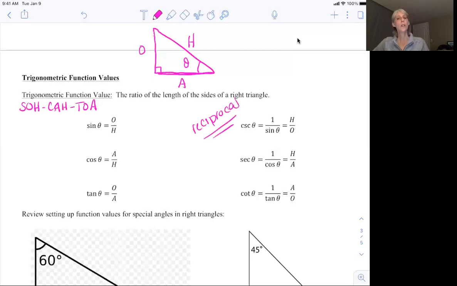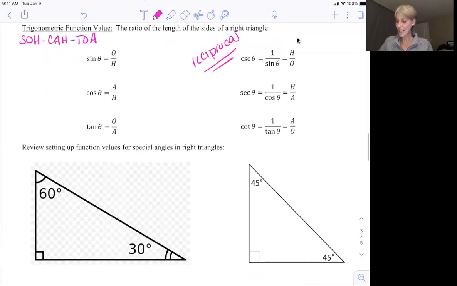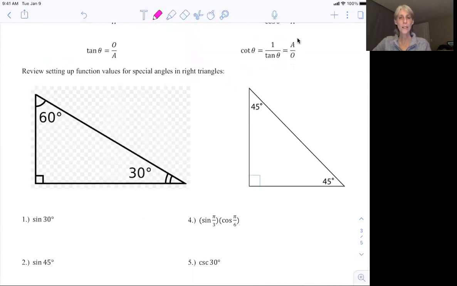And I know that this is a lot in one day, but it's all stuff you've seen before. When we set up function values for special angles in right triangles in previous courses, you should have learned the side lengths that we use. For a 30, 60, 90 triangle, the side length across from the 30 is 1. The hypotenuse is 2. And across from the 60 is rad 3. This is a ratio you learn in your geometry class and talk about again in your algebra 2 class. On a 45, 45, 90 triangle, our ratios are 1, 1, and rad 2.